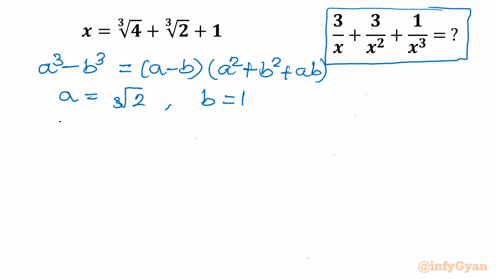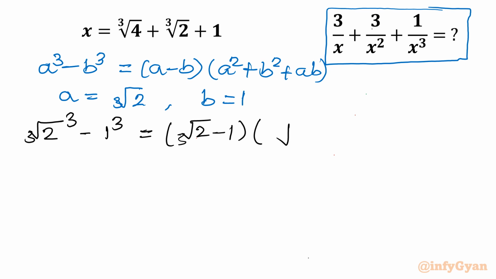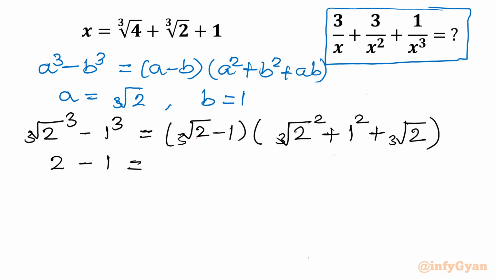I will write here cube root of 2 whole cube minus 1 whole cube equal to cube root of 2 minus 1 in second bracket, cube root of 2 whole square plus 1 square plus cube root of 2 times 1 is 1. Product will be cube root of 2. Okay. Now cube root 2 whole cube, it would be 2 minus 1 equal to cube root of 2 minus 1.